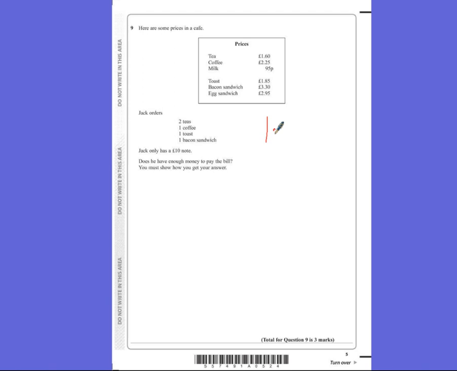So he wants 2 teas at £1.60 each. He wants some coffee at £2.25. He wants toast at £1.85. And he wants a bacon sandwich at £3.30. So we need to add all these together.